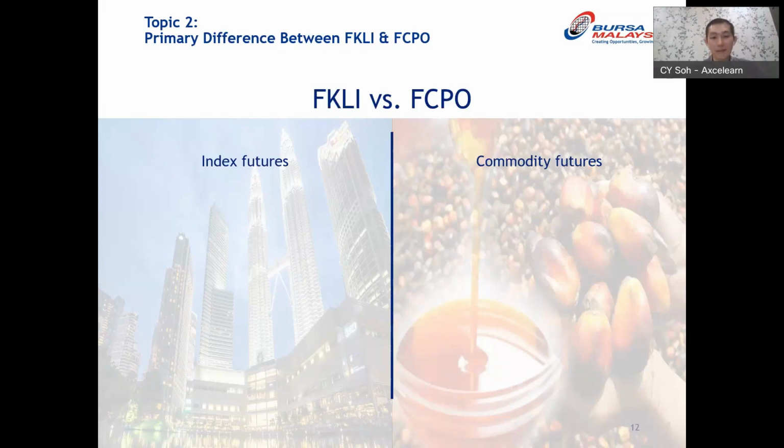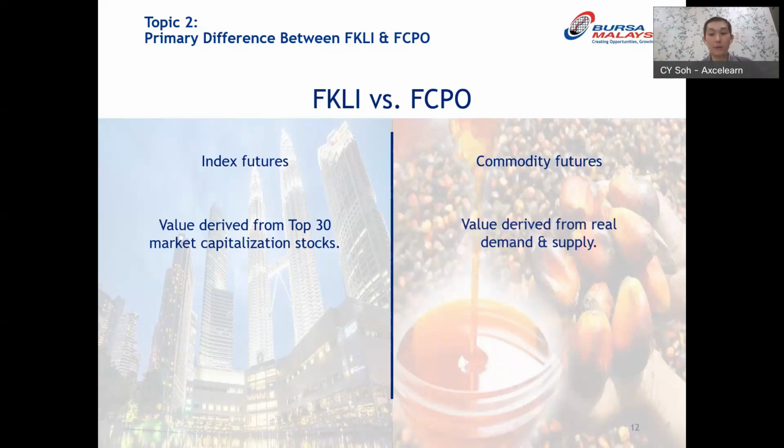So where does the value of FKLI derive from? Whether FKLI goes up or goes down, it depends on the expectation of the companies' future earnings, right? The value actually derives from the top 30 market capitalization stocks in Malaysia. Whereas for the FCPO, it is slightly different. You do not need to depend on the earnings or whether the company is well managed or not, because the value of the commodities future is actually derived from the real demand as well as the real supply. There is a real physical exchange in that sense.